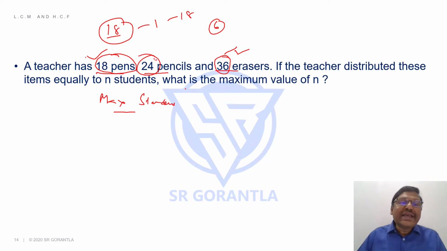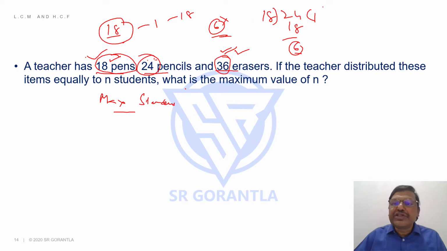Because 18 will divide 18 and 36 exactly, but it will not divide 24 exactly. When 18 divides 24, there is a remainder of 6. The 6 left over is nothing but the remainder. Nothing should be left over. I should distribute equally to everyone, so the number of students that I choose should be a common factor of 18, 24 and 36. Since I want maximum students, I want the highest common factor of 18, 24, 36.